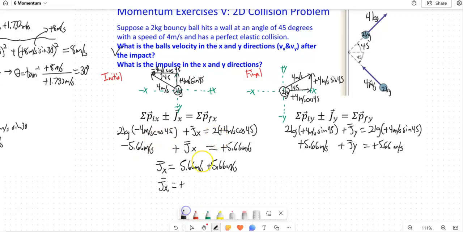and I'm missing units here. Keep doing that. I'm doing that today and it's bothering me. I have to squeeze the units in here. This should be kilogram meters per second, and this should be kilogram meters per second. This should be kilogram meters per second. This should be kilogram meters per second.